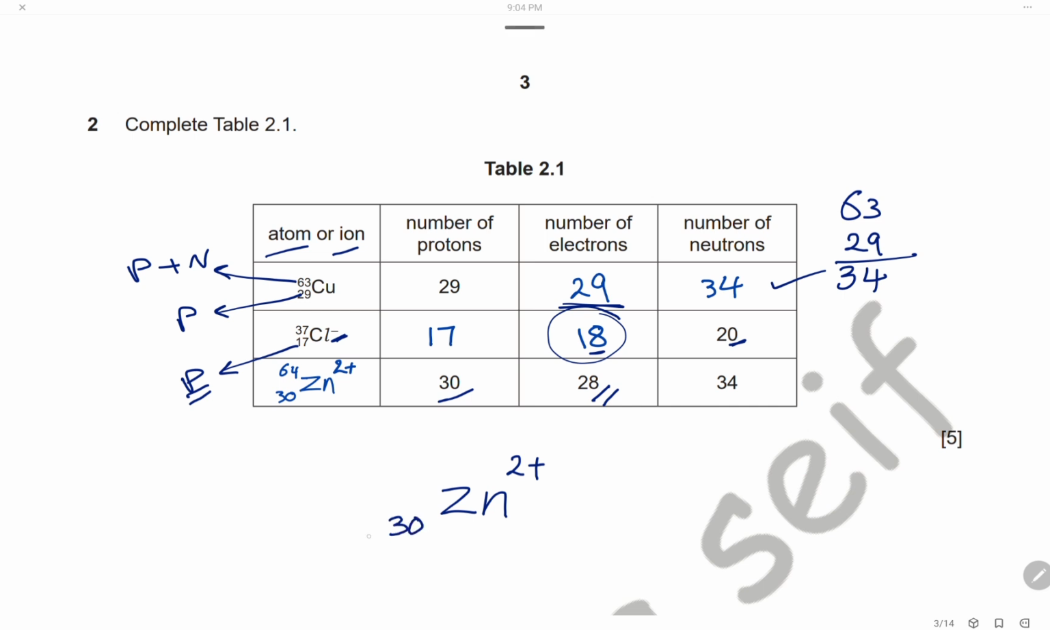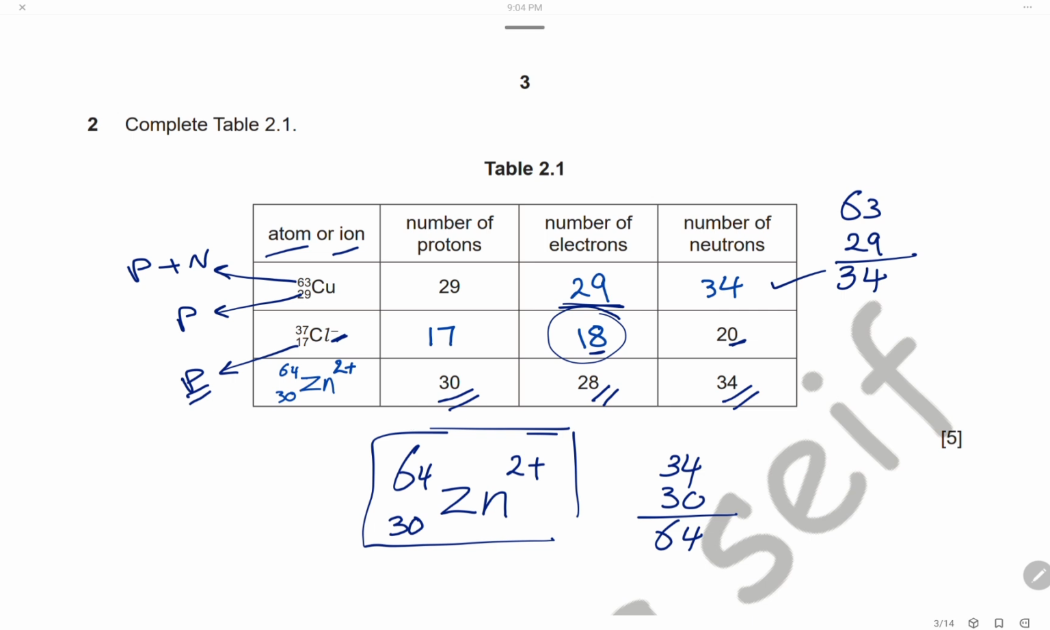The proton number is 30. Then to calculate the mass number, we will add the number of neutrons to the number of protons, 34 plus 30, so the mass number will be 64. And here we can complete the last element in the table. It's an ion, zinc +2, with a mass number 64 and proton number 30.